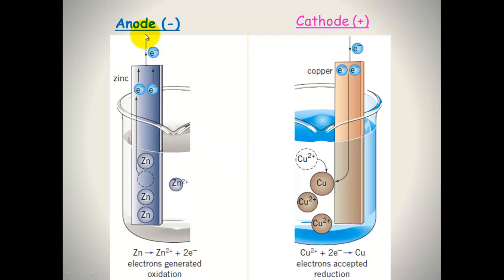So we've got the anode, which is negative because it's producing electrons. This is where oxidation occurs. So the zinc here becomes zinc 2+ and 2 electrons. Oxidation is occurring, electrons are being produced, and that is the negative electrode called the anode. The cathode is the positive electrode.